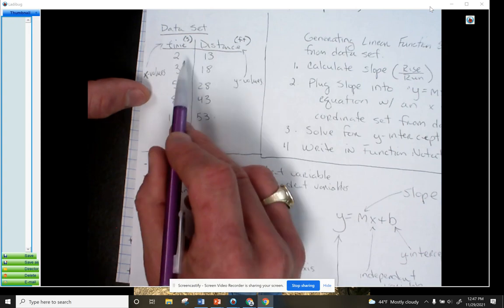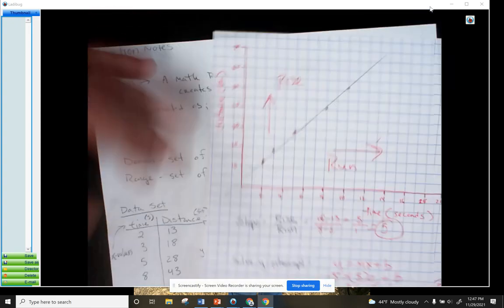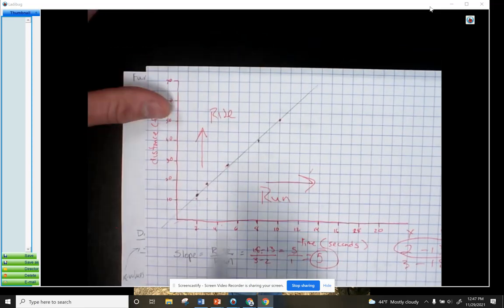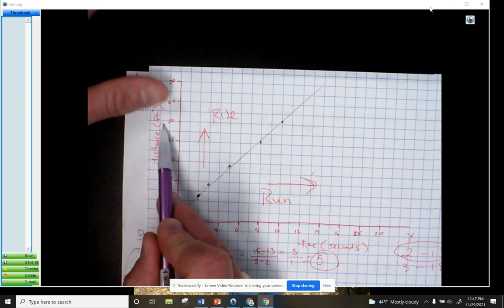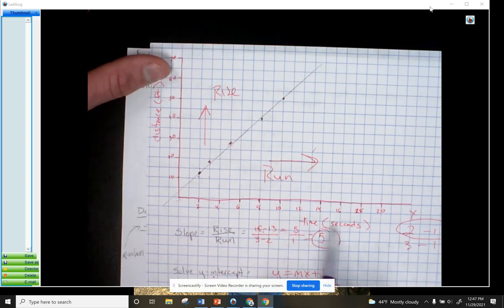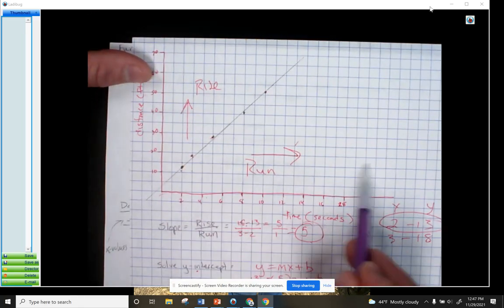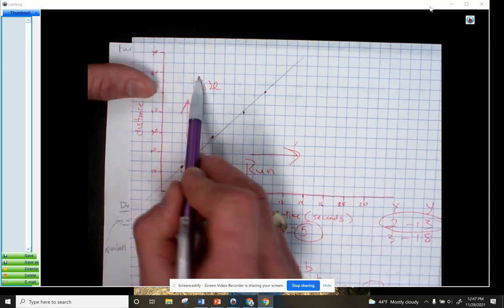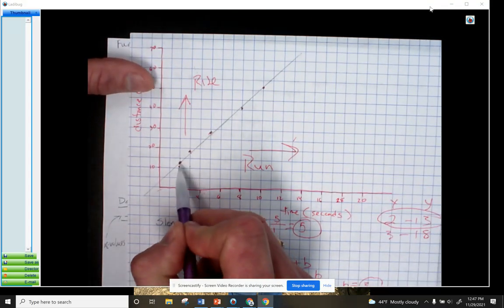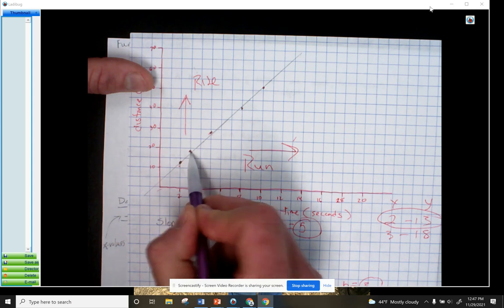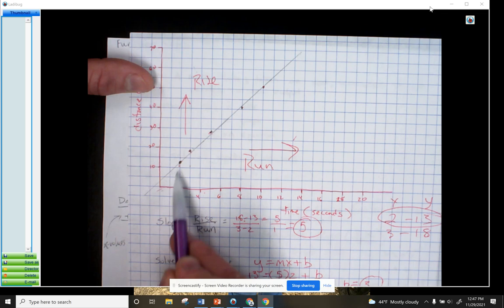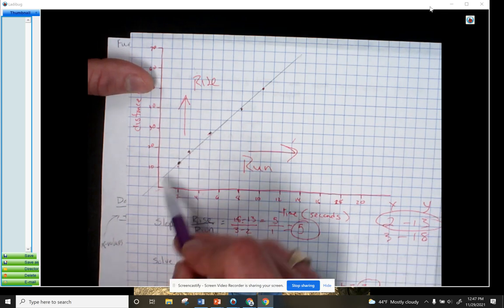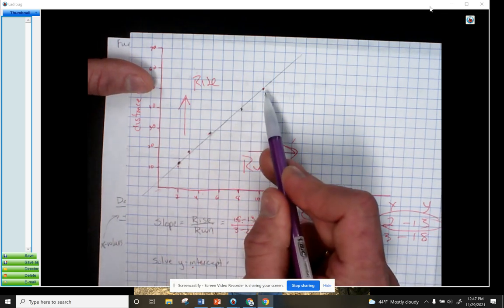Let's go ahead and plot these five coordinate sets. I've gone ahead and done that. I created a graph for the chart that we have. Distance in feet, time in seconds. Our run goes this way, our rise goes this way. I've plotted 2 and 13, 3 and 18, going over 1, 2, 3, up to 18, going over 1, 2, up to 13. And I did all five coordinate set pairs.